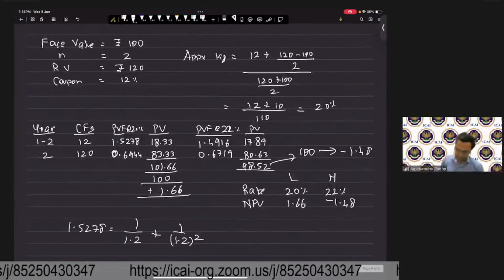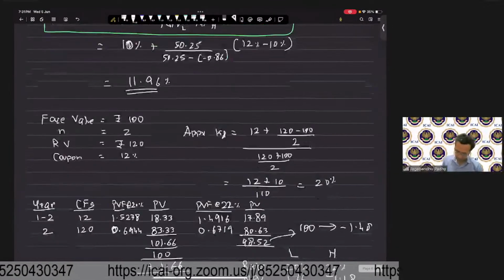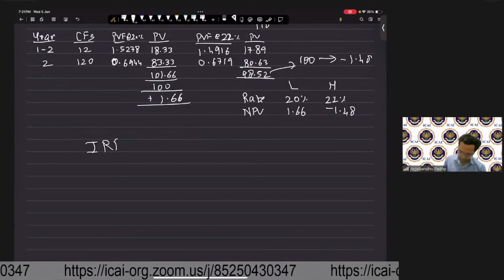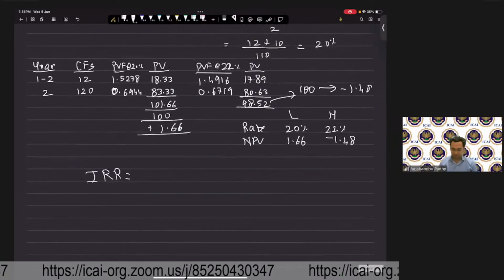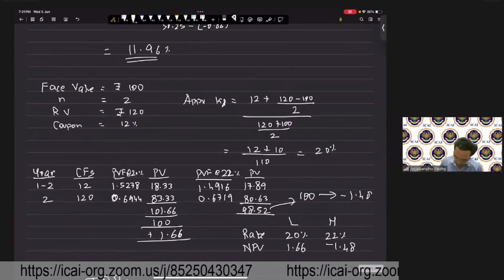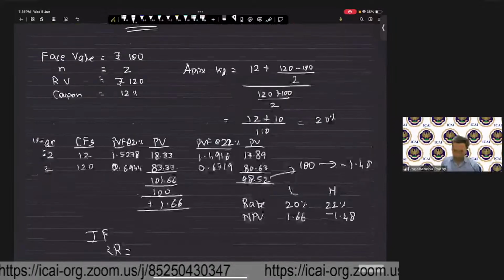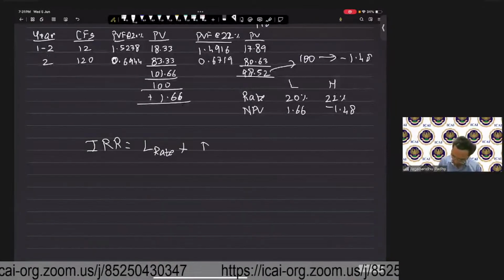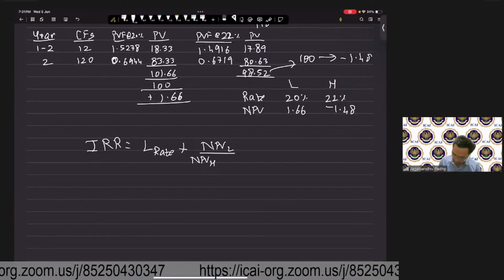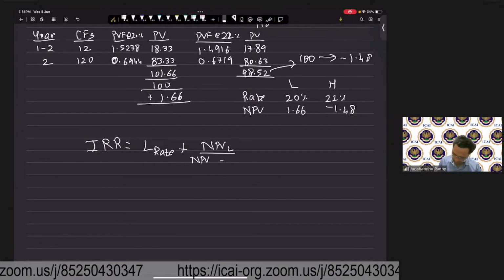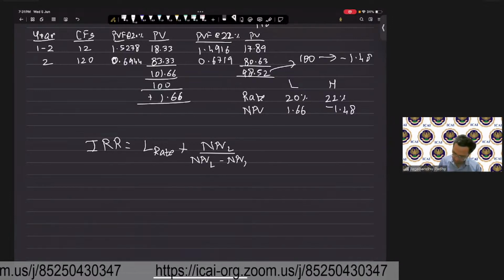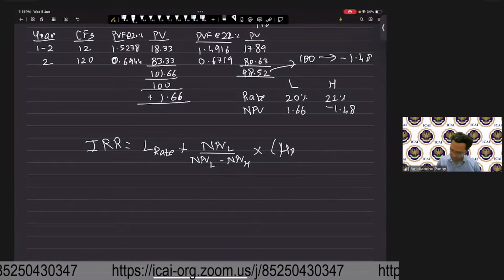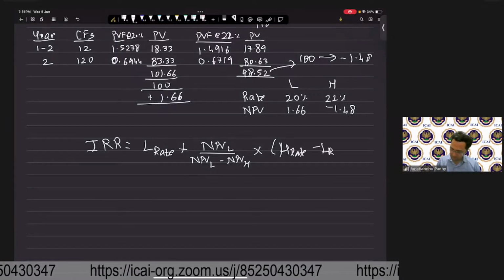Now, we just have to apply the same formula for IRR. For IRR, the formula remains the same. It is the low rate plus the NPV at lower value upon NPV at lower value minus NPV at higher value, into the difference between the high rate and the low rate.